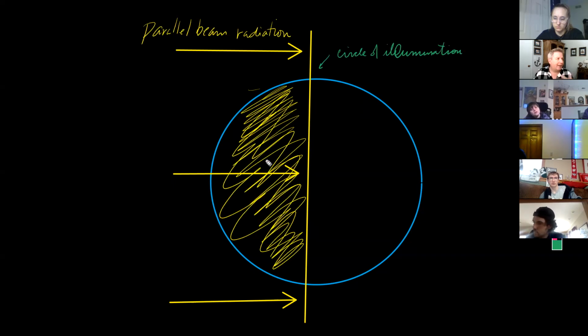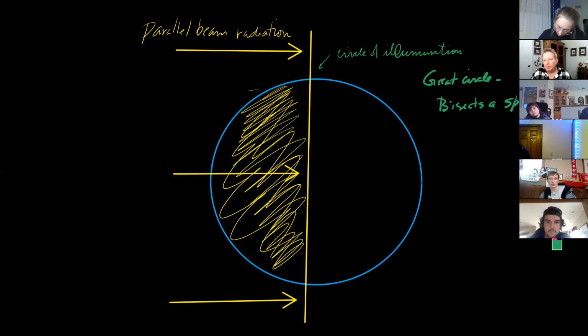That we're lighting half of the Earth. The circle of illumination is what we call a great circle. A great circle bisects a sphere. Do you know what the word bisects means? Cuts it in half. So a great circle is any circle that cuts the Earth in half. And this circle of illumination is a great circle. Half the Earth is lit, half the Earth is dark.